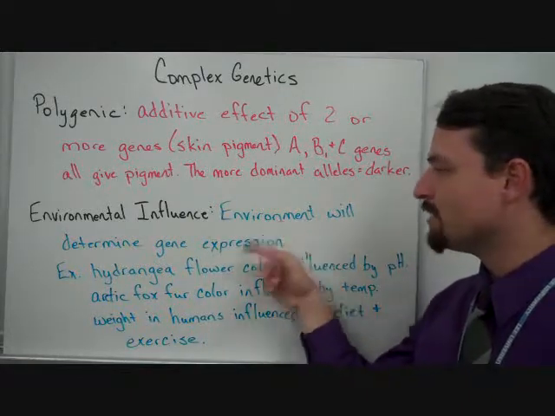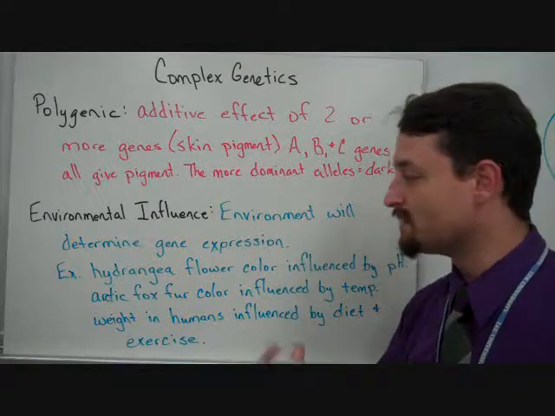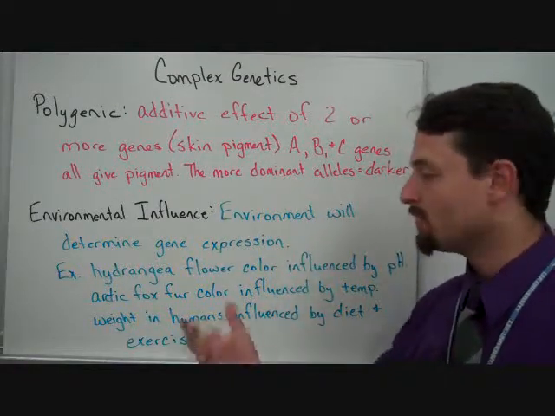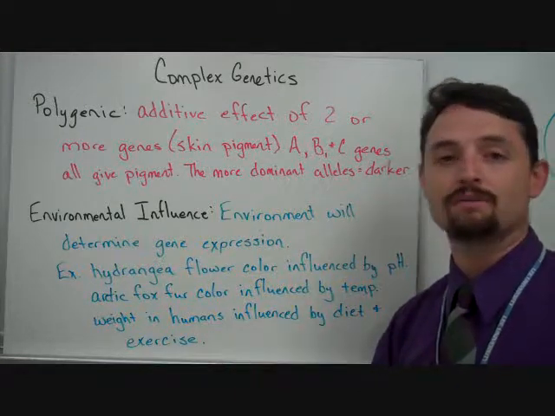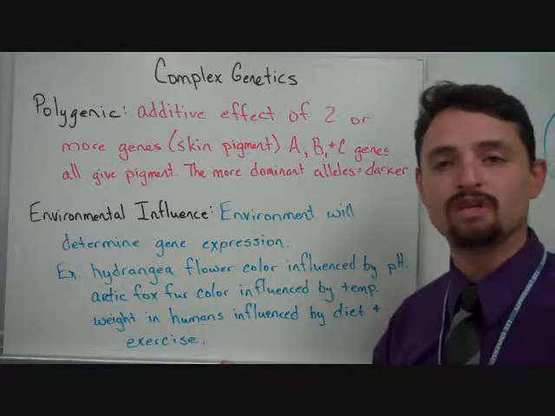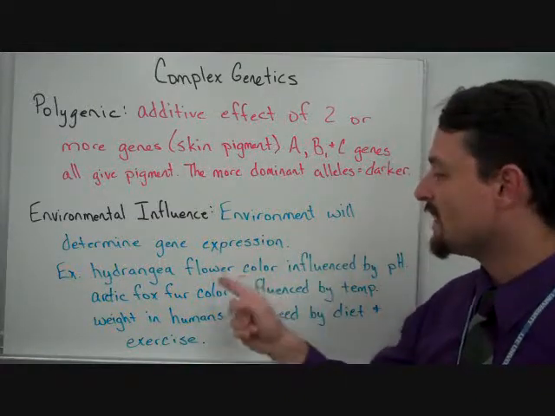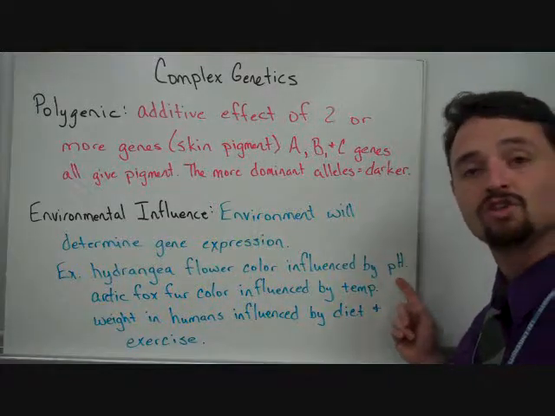Here, the environment will determine the gene expression. This mixes people up sometimes, specifically with things like hydrangea, a plant. It has a flower. The flower could be anywhere from pink to purple. Well, that looks like it should be a gene expression. But that's not the case. The flower color is actually influenced by the pH of the soil.